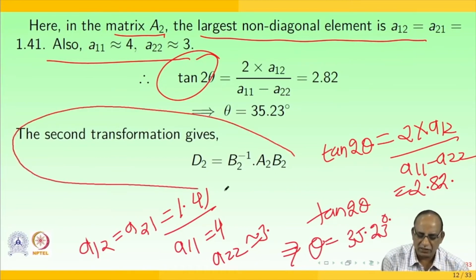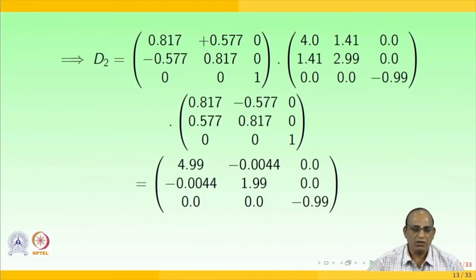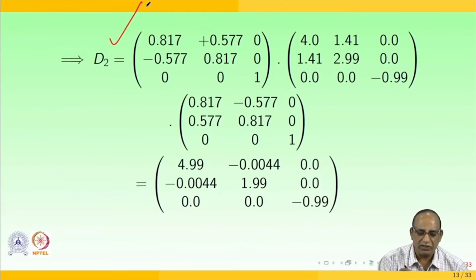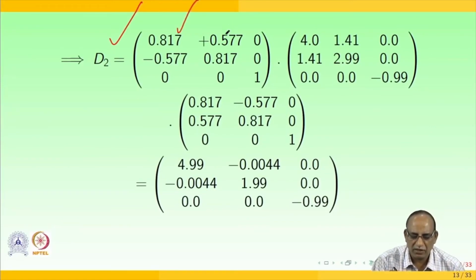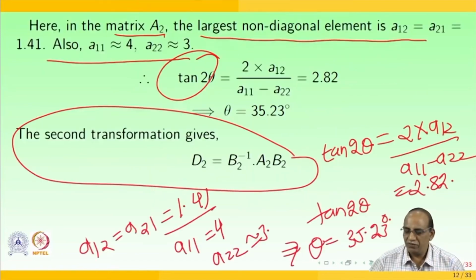So this is the second transformation, D2 is equal to B2 inverse A2 B2. So when you do this, this D2 is nothing but, this is the value, and this is the second value 0, fine, and multiplied with these values. So you get the matrix multiplication, this matrix, right?